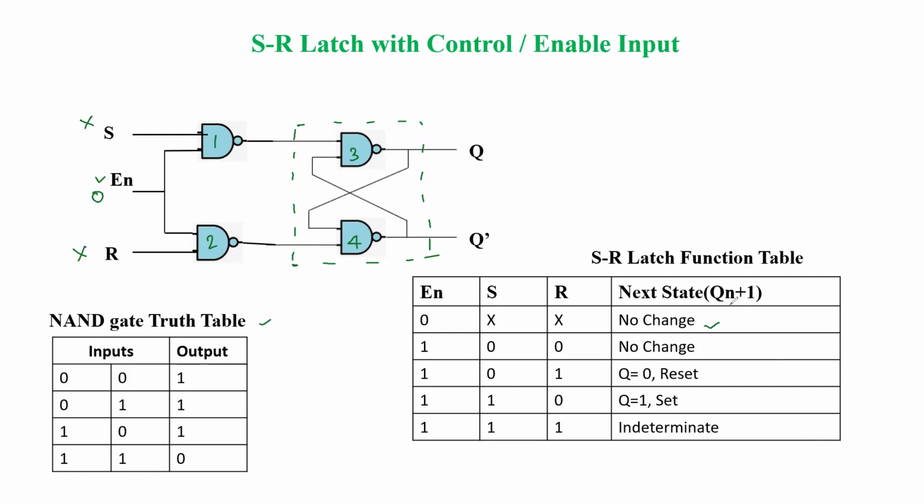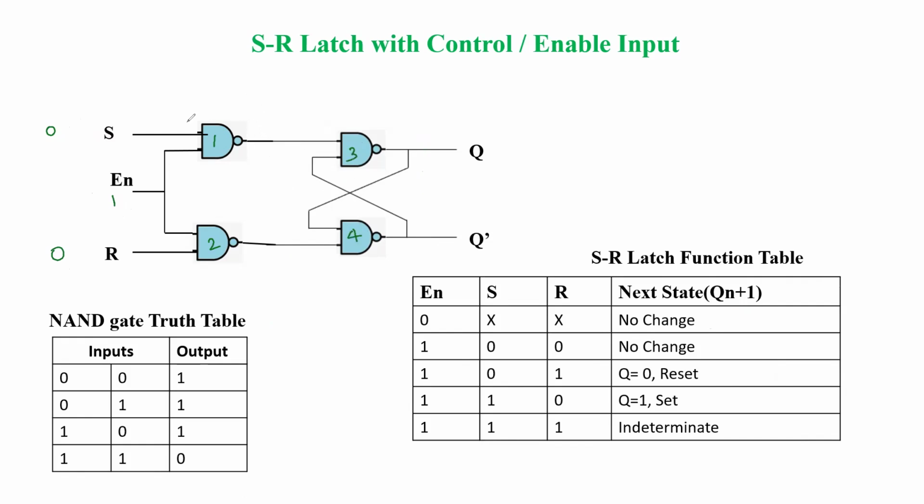In the table, Qn plus 1 is used to represent the next state, and Qn we call the present state. Now we are making this enable, so for that we take En as 1. We are using the concept of active high enable. Now initially if we put S as 0 and R as 0, both inputs are available, so we can see the output.